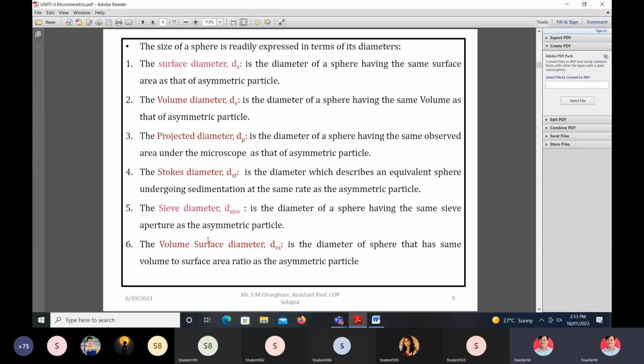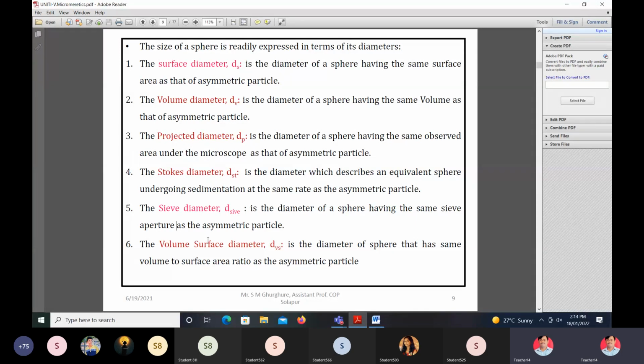Now there are six types of equivalent diameters. The first one is called the surface diameter, DS. Surface diameter is defined as the diameter of a sphere having the same surface area as that of the asymmetric particle. Once again, I am going to repeat the same definition: surface diameter is defined as the diameter of a sphere having the same surface area as that of the asymmetric particle.